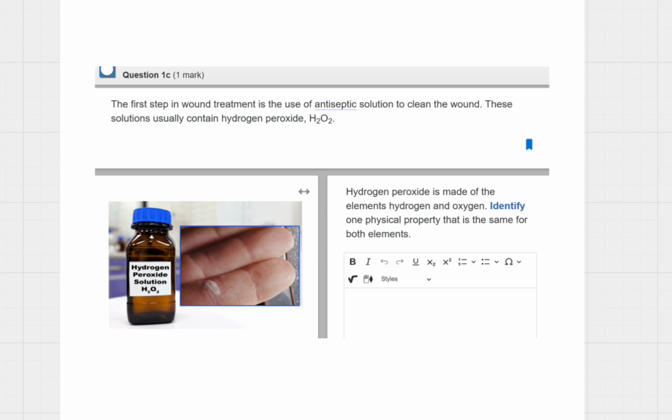So we see that we have two elements which are given, and we're supposed to identify one physical property that is the same for both of these elements. So we're just supposed to identify one. So let's just think. We know that both hydrogen and oxygen are gases. So let's just write that.